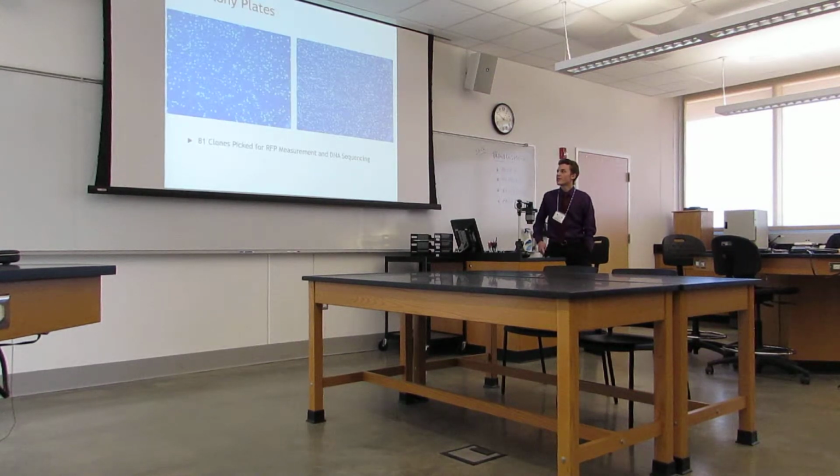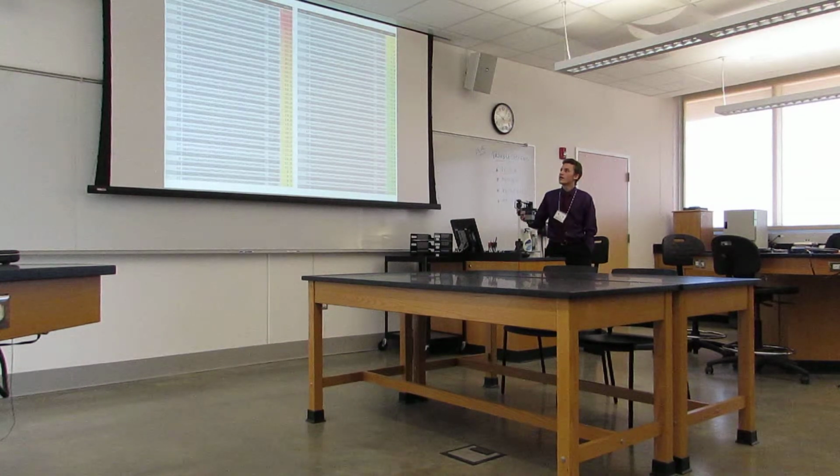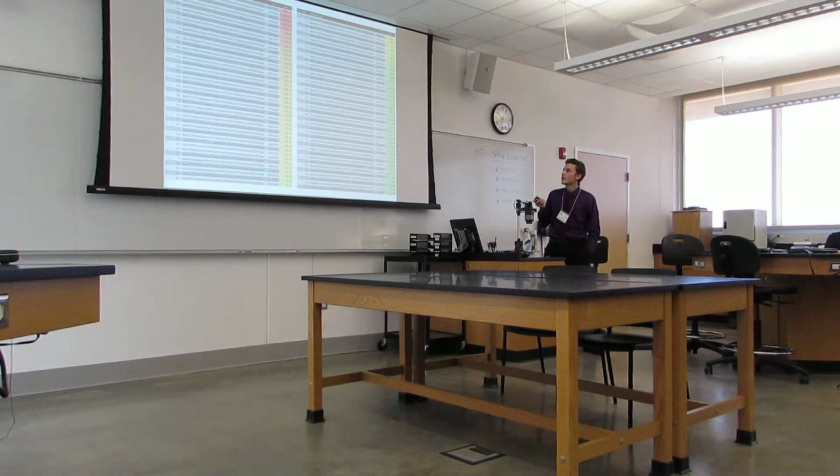These are 2 more examples of the plates I used to pick clones from. I wound up picking 81 clones for RFP measurement and DNA sequencing. This is a list of all the clones that I picked. You can see the clone number, the sequence of the clone, and the specific -35 sequence, as well as the red fluorescence of the clone.